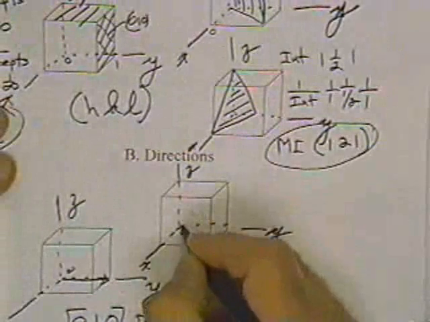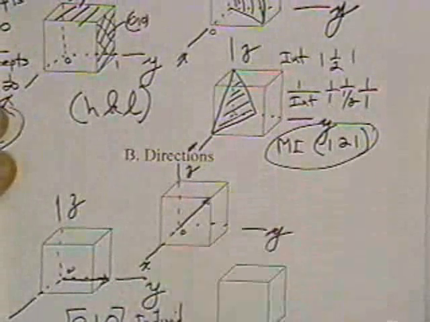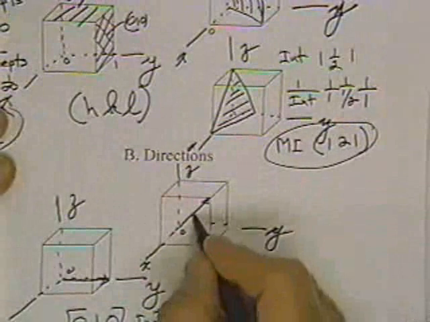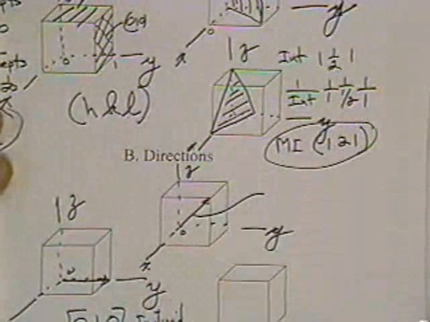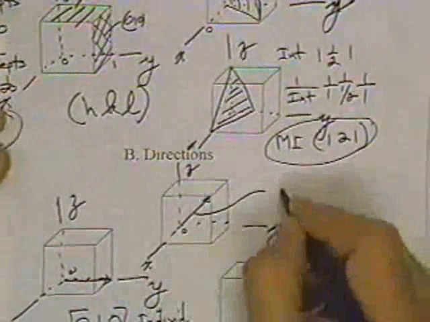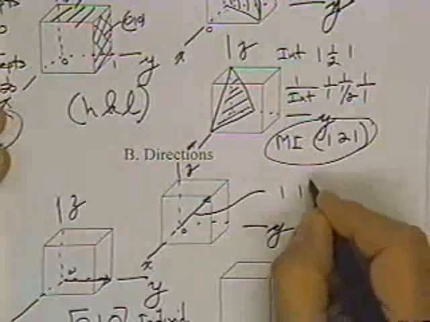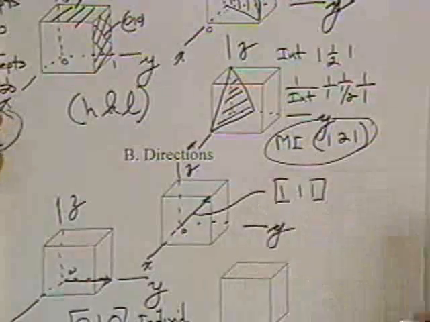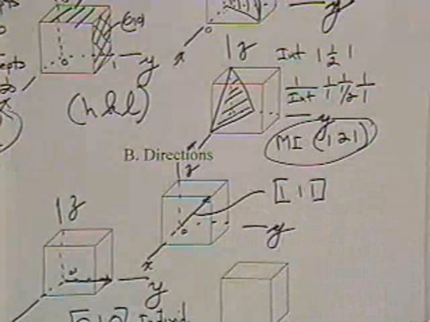Let's try this direction right here. That's supposed to be the cube diagonal, so it intercepts at 1, 1, 1. That would be the 1, 1, 1 direction.